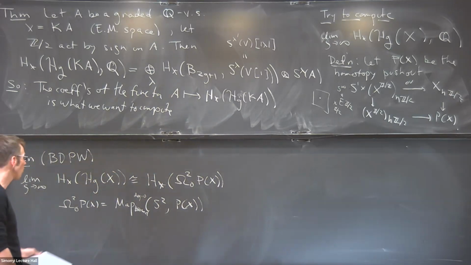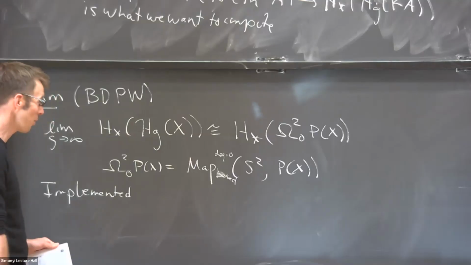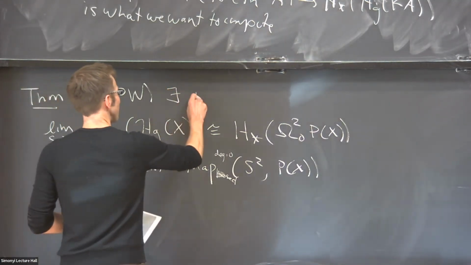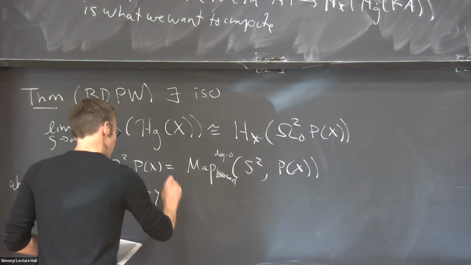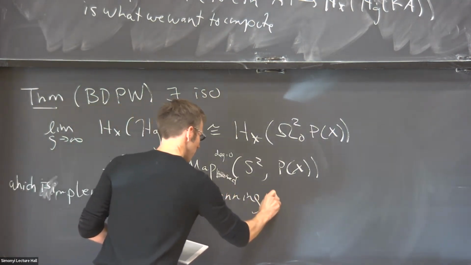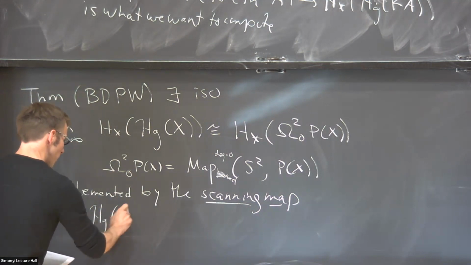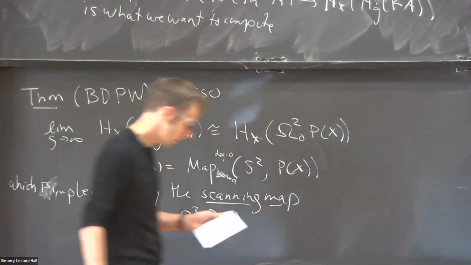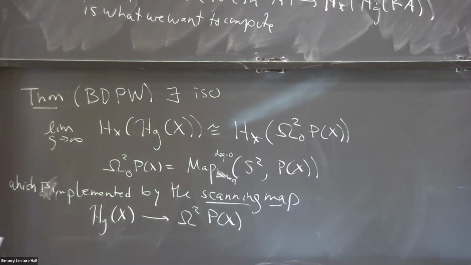I can say a little bit about where the isomorphism comes from. There does exist an isomorphism. It is implemented by a scanning map. So I'll tell you what it is on any one of the finite stages, H_g of X to Omega^2 P of X. And what does it do? Remember, a point in here is a configuration of points and a function from the hyperelliptic curve to X.